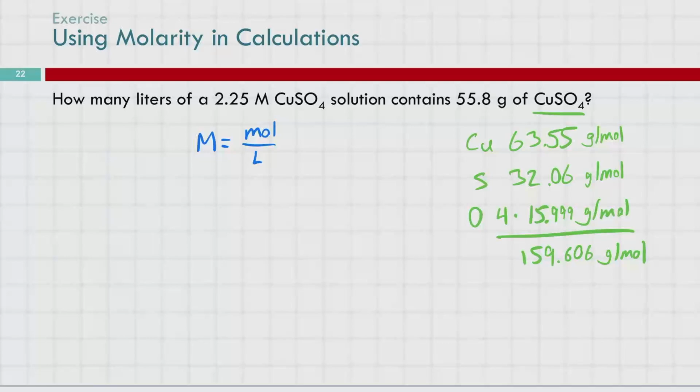Okay. We're finding what? Liters. We're looking for an answer in liters. We were given 2 things. We were given a concentration, 2.25 molar copper sulfate solution. This contains 55.8 grams of CuSO4, which has this molar mass. Which one are we going to start with? Are we going to start with grams or molarity?